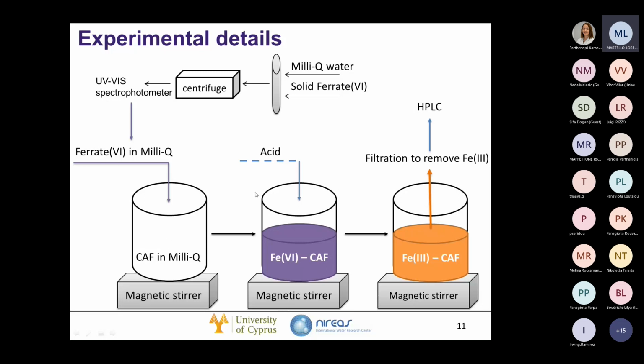And we added iron 6, and then we could add the activator. In this case, I'm showing an example of the acid. And then at the end of the reaction, iron 6 is reduced to iron 3. We can filter and remove iron 3, and then we can measure the model compound using high performance liquid chromatography. So that was the experimental setup of most of these experiments that I'm going to present today.